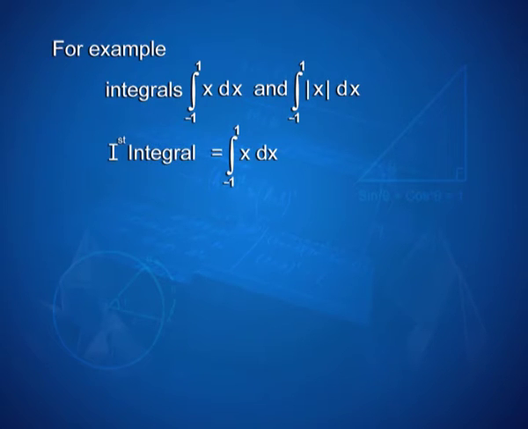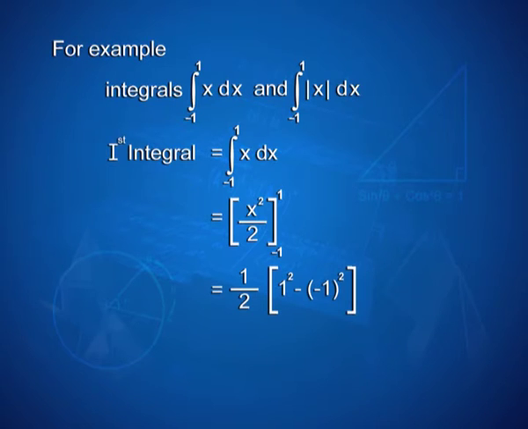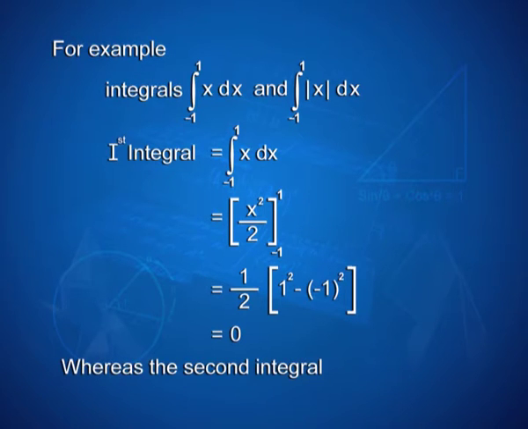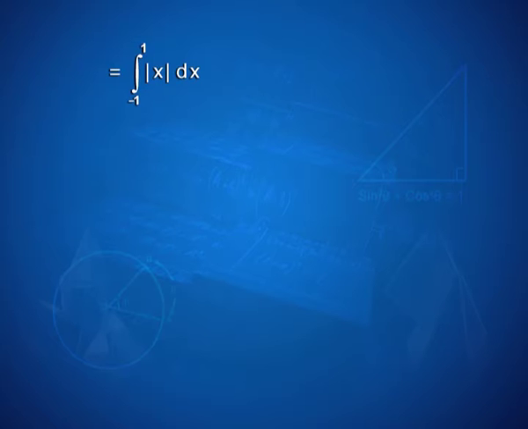In the first integral, we have integral from minus 1 to 1 of x dx, that is equal to x square upon 2 with limits minus 1 and 1. On applying limits, we have half of 1 square minus minus 1 square, that is equal to 0, whereas the second integral is equal to integral from minus 1 to 1 of modulus x dx, that is equal to integral from minus 1 to 0 of minus x dx plus integral 0 to 1 of x dx.